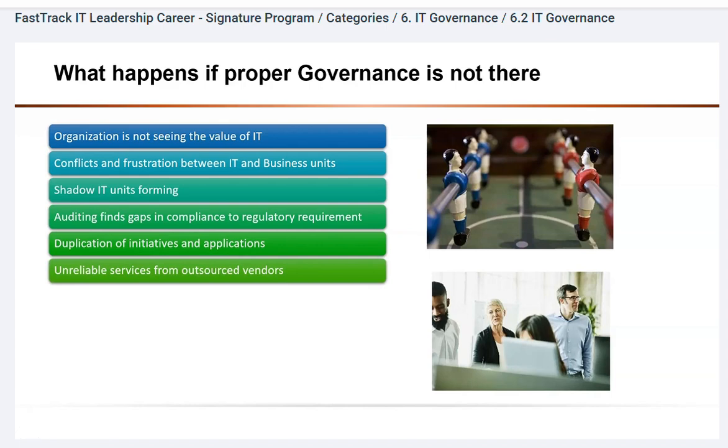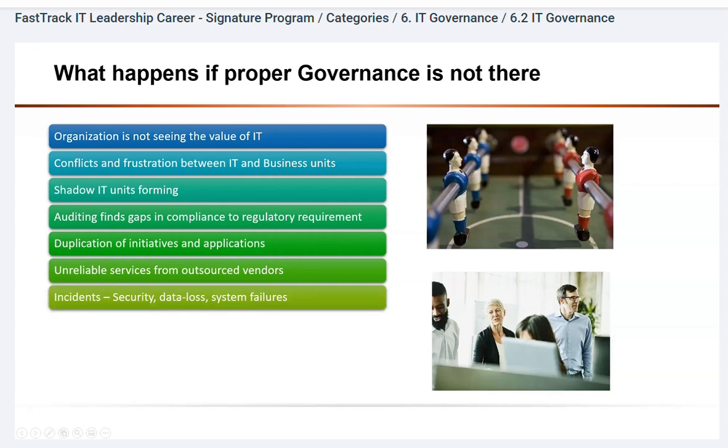Unreliable service from outsourced vendors. If governance is not there, maybe we're not holding the vendors accountable, and vendors may not be meeting their SLAs, service level agreements, and may not be providing reliable services to the business. And there might be more incidents, such as security incidents, data loss and system failures, which disrupt the business.